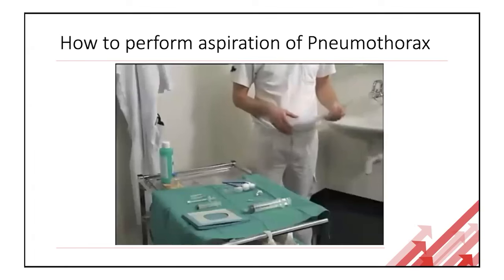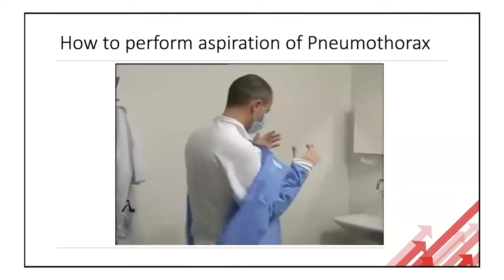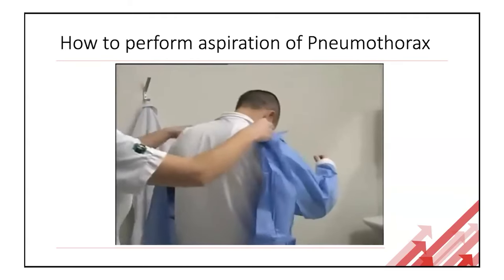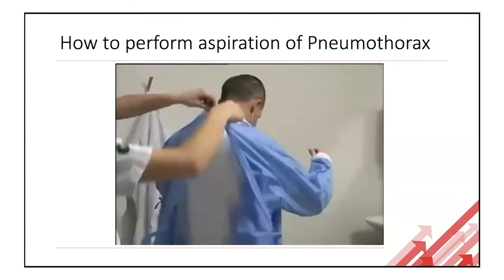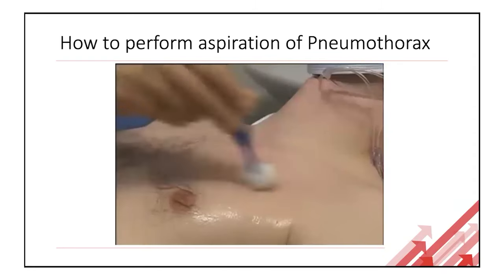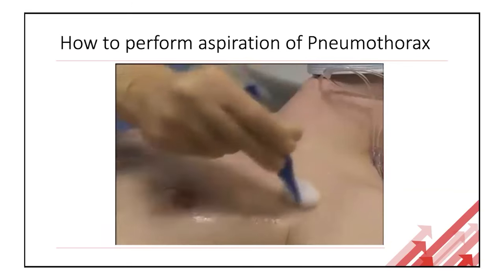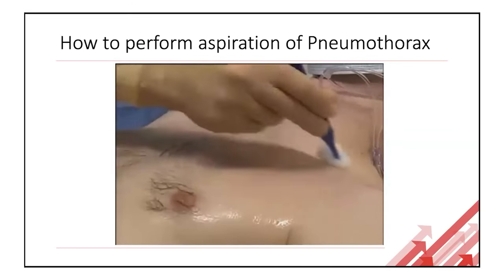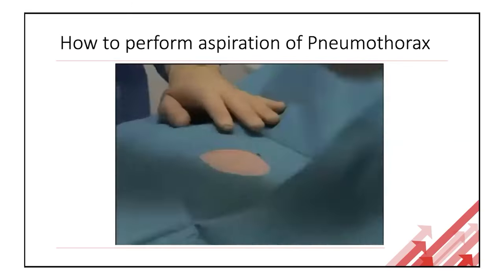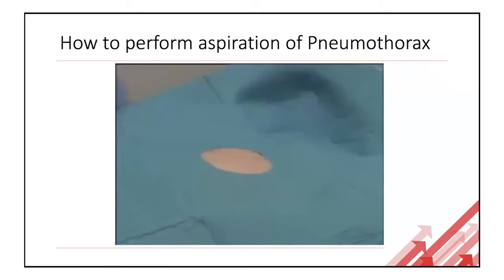Use a checklist to make sure that all the necessary equipment and supplies are ready for use and within easy reach. Put on a face mask, a protective or sterile gown, and sterile gloves. Use chlorhexidine or another antiseptic solution to clean the patient's skin in the area where the aspiration will be performed, and position the sterile drape.